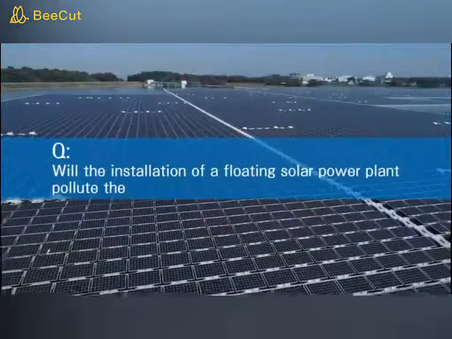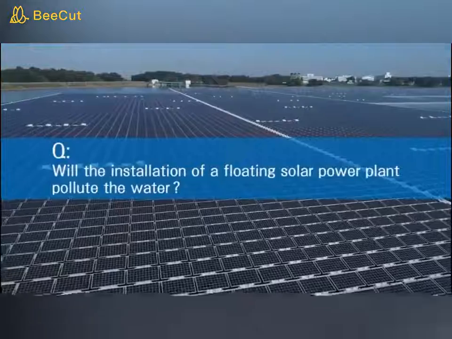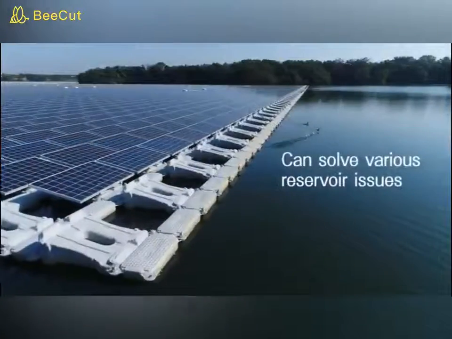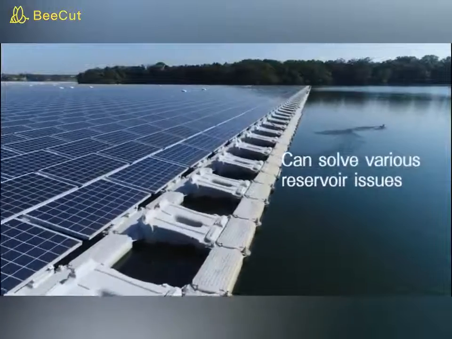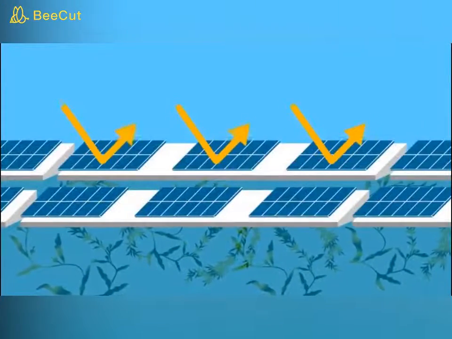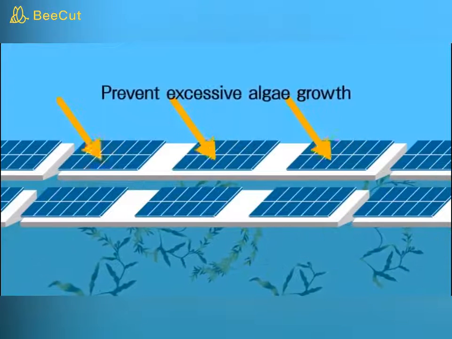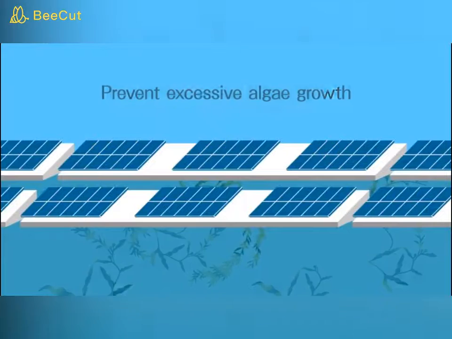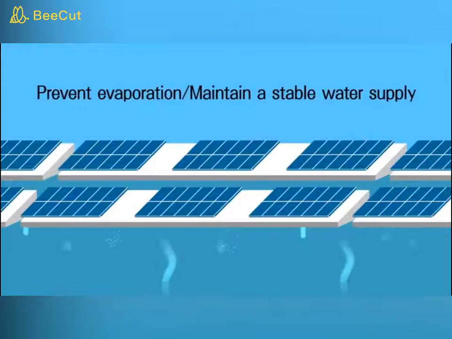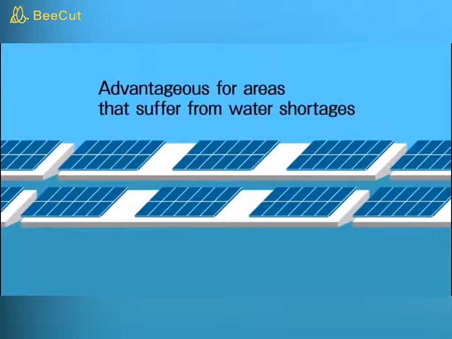Now you may be wondering whether the installation of a floating solar power plant will pollute the water. The answer is no. In fact, they have the potential to solve various reservoir issues. For example, because the solar power plant covers the reservoir, it can shield the water from sunlight and prevent excessive algae growth. It also works as a lid, preventing water from evaporating and maintaining a stable water supply. This is advantageous for areas that suffer from water shortages.